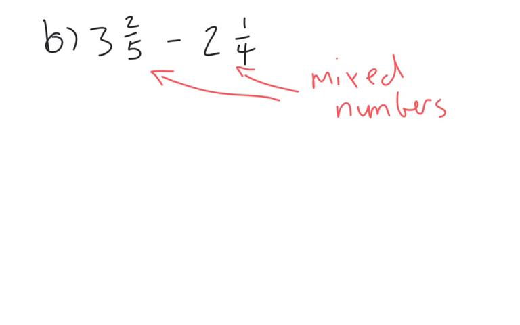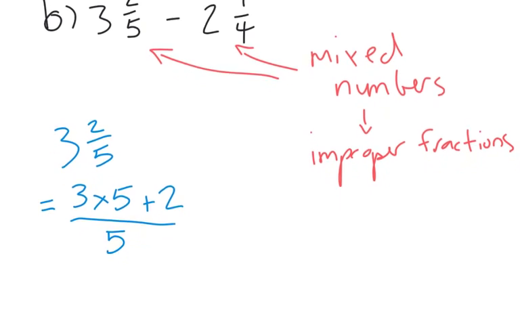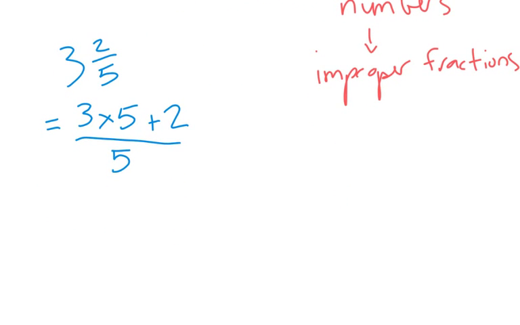I want to convert these mixed numbers into improper fractions. If you recall, an improper fraction has a numerator which is greater than its denominator. I'm going to show you how to convert 3 and 2 over 5 into an improper fraction. What you want to do is take the 3 and multiply it by 5. 3 times 5. Then afterwards, you're going to add 2 to it. The denominator remains the same, remains 5. So all you have to do now is follow simple BEDMAS.